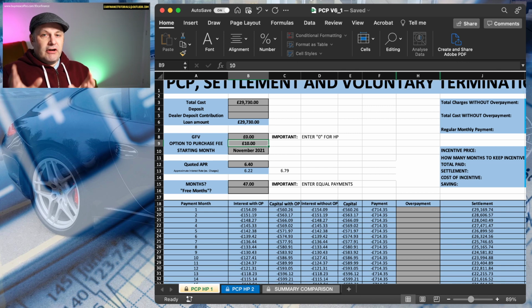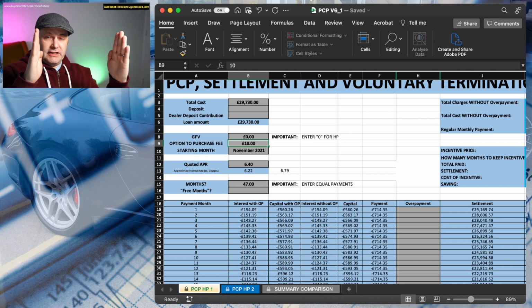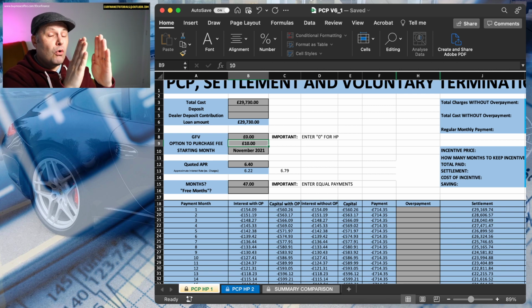Often dealers will say, right, a PCP, you have your deposit here, you have your balloon payment at the end, and this bit in the middle is the bit you're paying off. That is correct. However, just remember always you pay interest on all of it, less your deposit. So whether you pay this balloon payment off or not at the end, they've charged you for it.